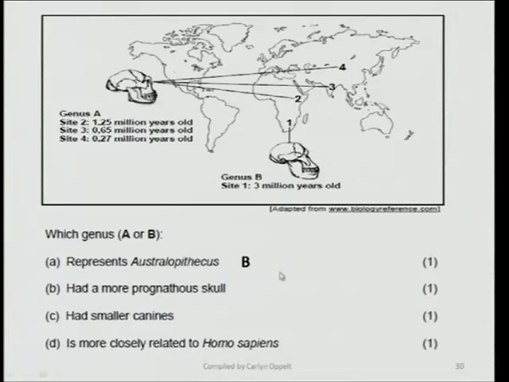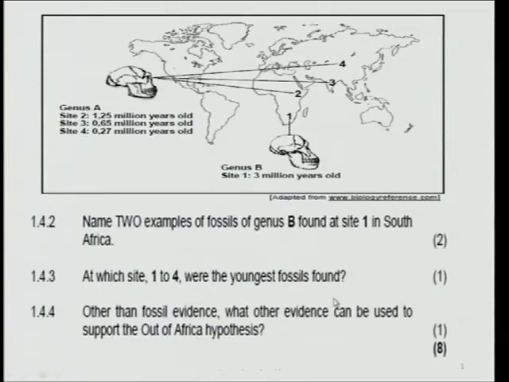3 million years. You must also know why you have to know which genuses lived at which time. B also had a more prognathous skull and smaller canines, because here we go, you can see it's much younger compared to the Homo species. Also A is more closely related to Homo sapiens. And two examples of fossils of genus B, Australopithecus, found at Site 1 in South Africa.